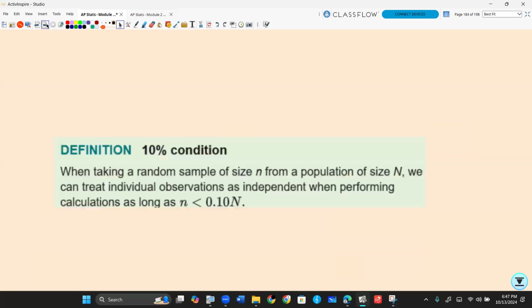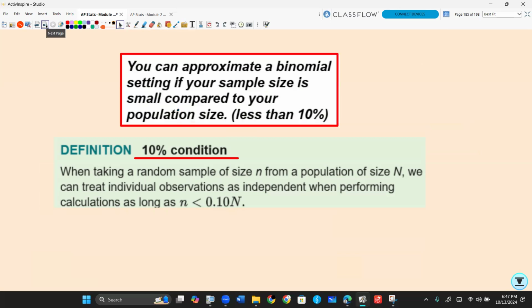So the rule really is 10%. If you're sampling from less than 10% of your population, that's going to get you by and let you use a binomial probability situation. And binomials are really nice because they're quick and easy to use. We have calculator formulas for them, so we want to be able to approximate them if we can. You can approximate a binomial setting if your sample size is small compared to your population size, and the stats gods say about less than 10%. So if we stick with that 10% condition, we'll be all right.